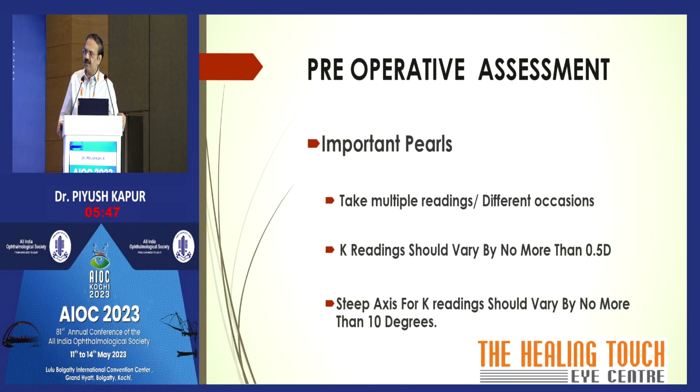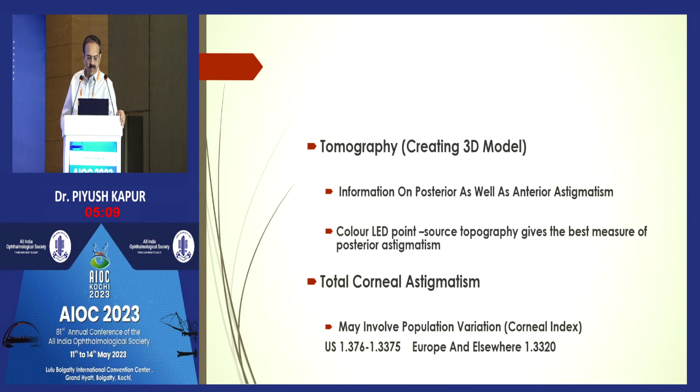The main important pearl is that either we take multiple readings on different instruments, or we use the same instrument on different occasions. Depending upon the availability of what we have with us, we can take multiple readings on different instruments and make an average out of it. Or if we have limited resources, we can take different readings on different occasions and be more sure of what we are dealing with. The K readings generally should not vary by more than about 0.5 diopters. And when we consider the axis, the variation should not be more than about 10 degrees. If we are beyond that, then there is something to be dealt with.